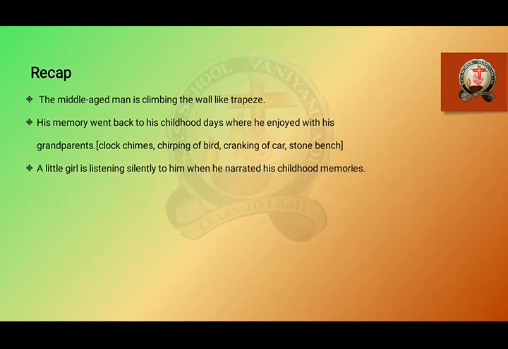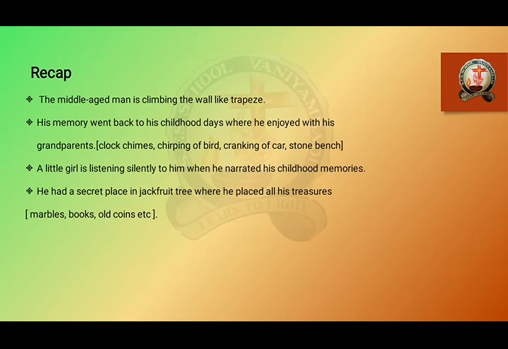The little girl is listening silently to him when he narrated his childhood memories. This girl is finding it quite interesting, and she just listened to him as he narrated all the childhood memories. He had a secret place in the jackfruit tree where he placed all his treasures. There was a jackfruit tree which is his favorite place, within which there is a big hole, and within the hole he used to place all the treasures.